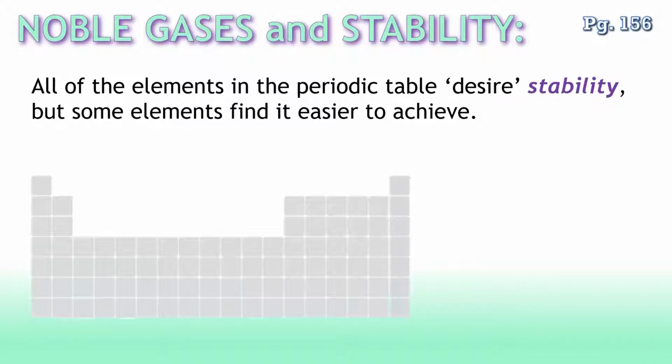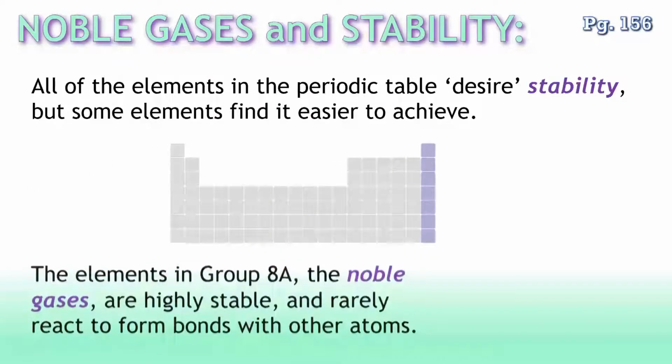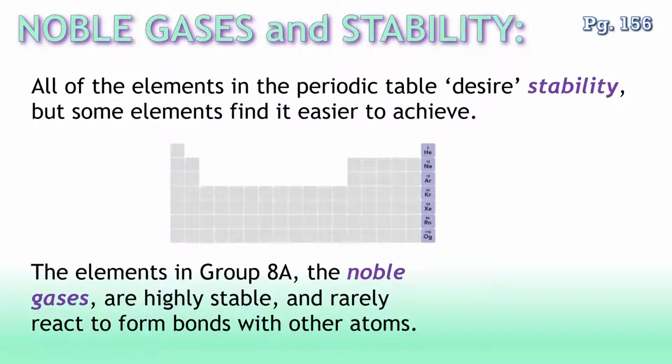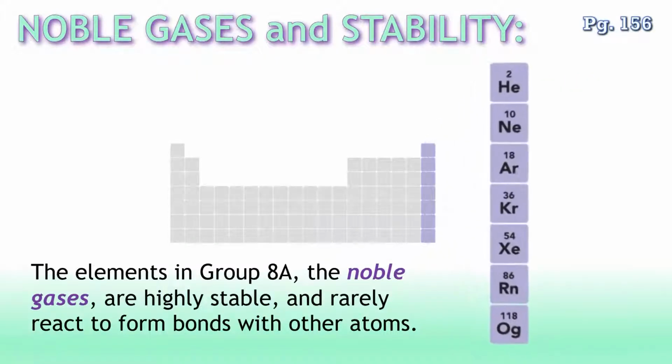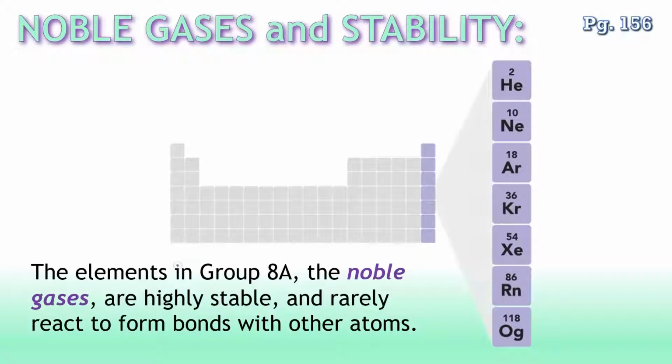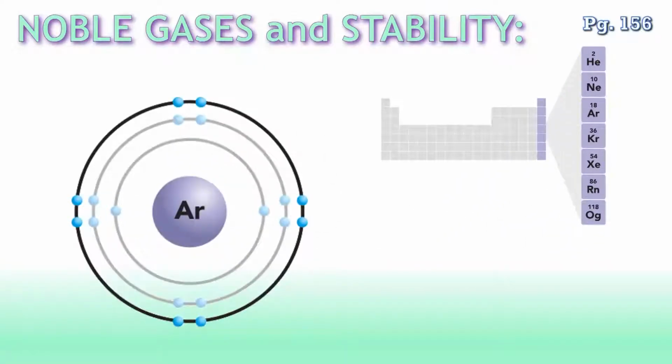But some elements find it far easier to achieve this stability. Specifically, the noble gases. The elements of group 8A, the noble gases, are highly stable. And as mentioned, they rarely react to form bonds with other atoms. Why is that? We can get some clue by looking at this simple two-dimensional picture of the noble gas argon.